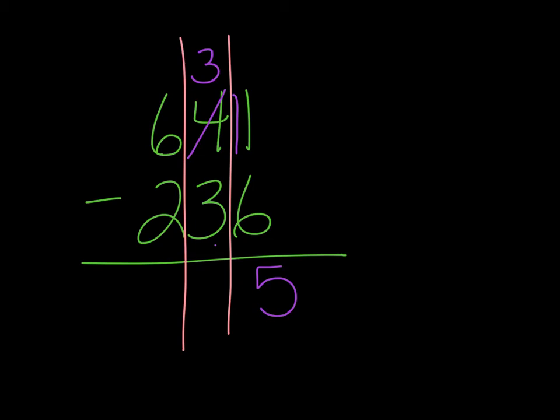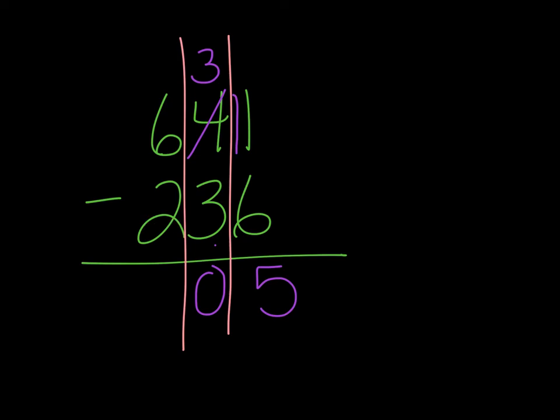I have to check each time because that tells me whether I need to regroup or not. 3 minus 3 is 0. I check. If my bottom is bigger in the last column, then I have a problem because I've probably written my problem incorrectly and I've written my larger number on the bottom. So typically whatever the last column is, your bottom shouldn't be bigger.